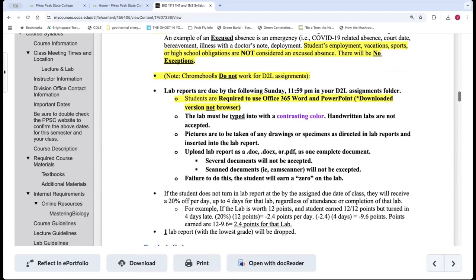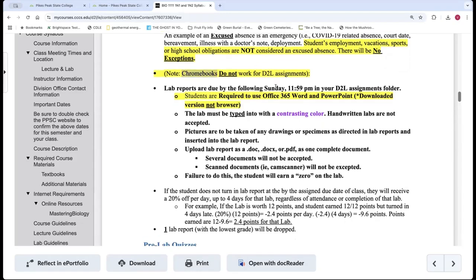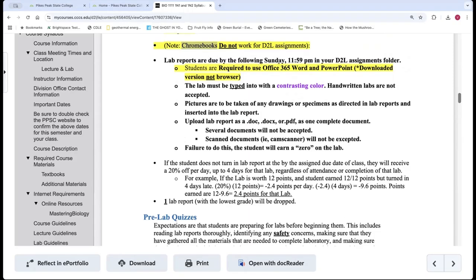Like I said, your Chromebook does not work with D2L assignments, which is essentially the lab reports. Lab reports are due on the following Sunday. If the lab report is assigned on Monday, it is due that following Sunday at 11:59 in your D2L assignments folder. You are required to use Office 365. Your lab reports must be typed with a contrasting color. From the very first lab report, points will be reduced, and handwritten lab reports are not accepted.